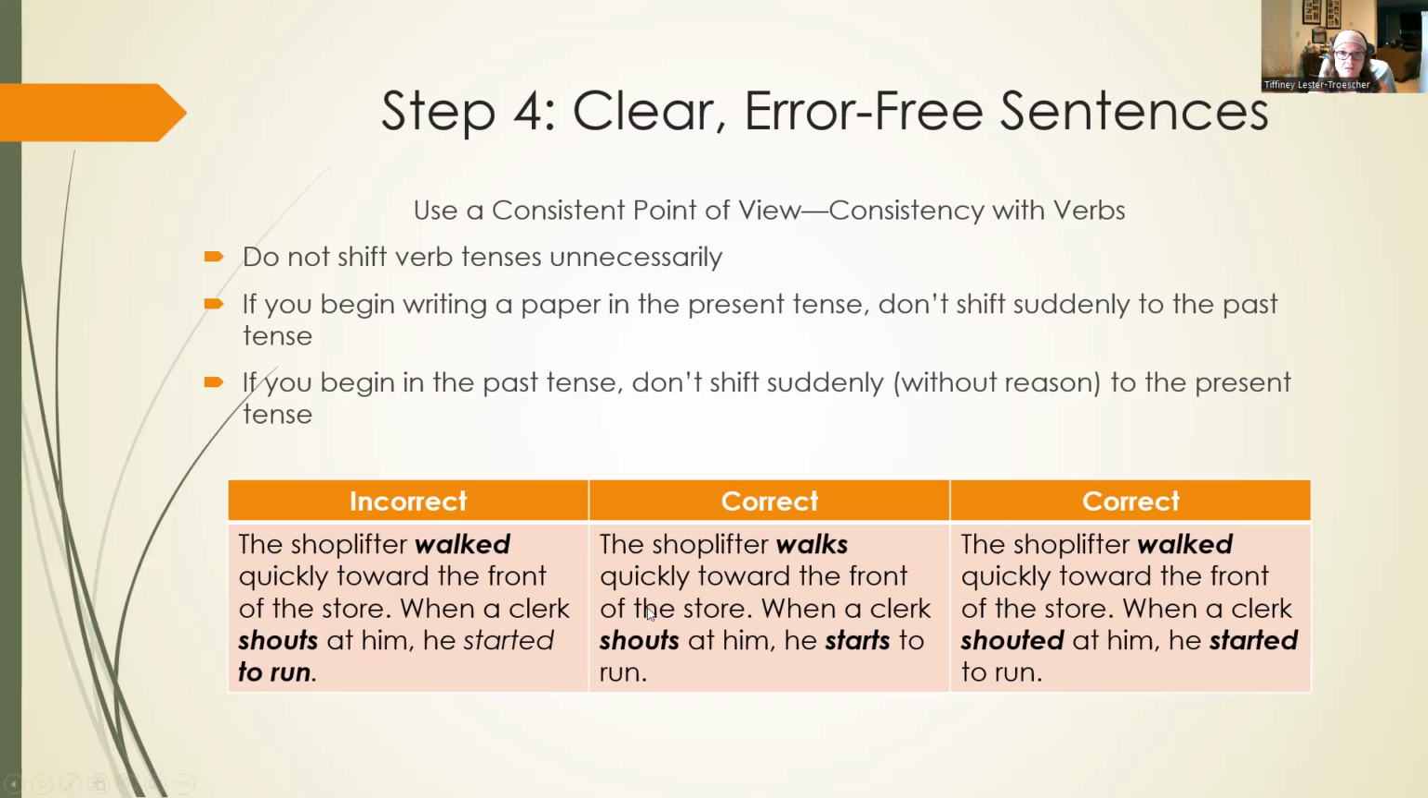There's two ways we can fix it. And again, it's really just what are you trying to go for? Do you want to stay in past tense or do you want to remain in present tense? So we have both examples here. So this is staying in the present tense. The shoplifter walks quickly toward the front of the store. When a clerk shouts at him, he starts to run. Or we can say in the past tense. The shoplifter walked quickly toward the front of the store. When a clerk shouted at him, he started to run.